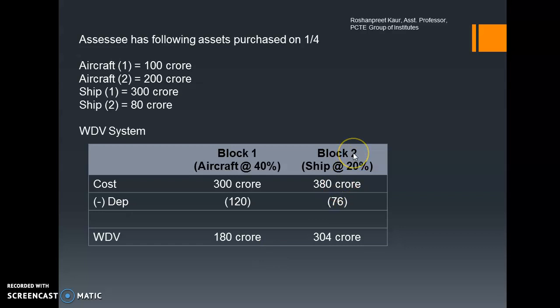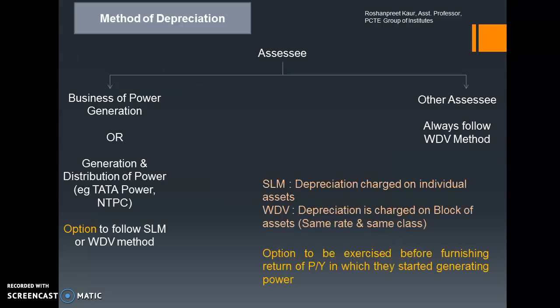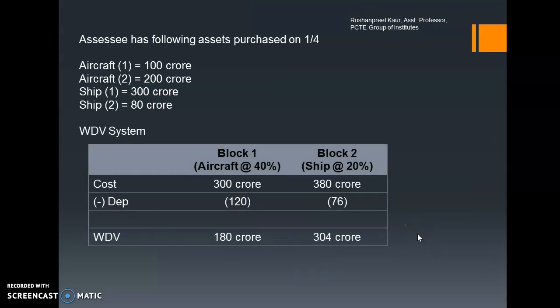And the same is the block number 2. That means these ships which are of the same class and have the same rate of depreciation are put together. So it is 300 plus 80, that is 380 crores. And when you calculate depreciation at 20%, it comes out to 76, and the remaining value is 304 crores. So this is the meaning of a block of assets. Those having the same rate and same class are put together.